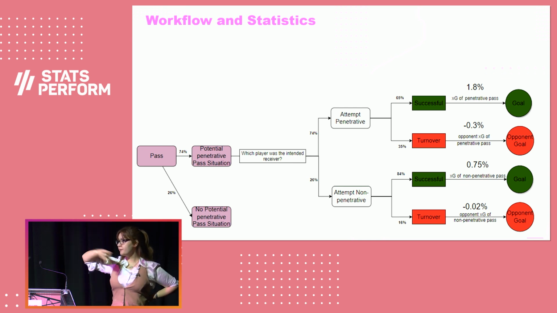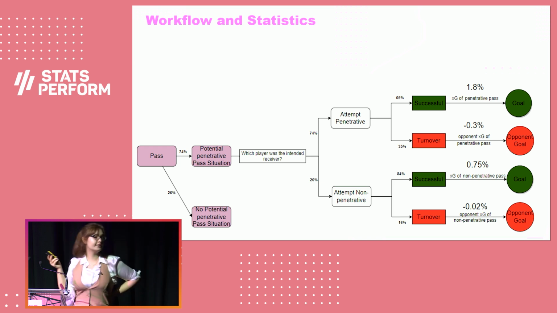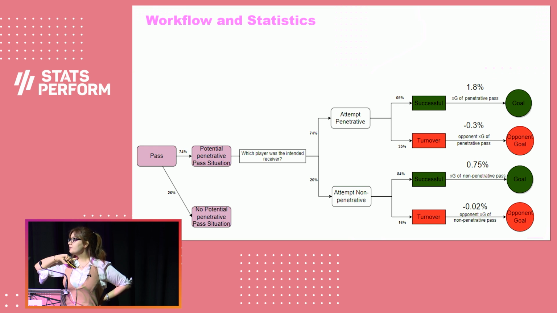And at the bottom, you can also see the non-penetrative attempt, of which 84% are mostly successful, but it's not going to create a lot of value, with only 0.75% of expected goal. And 60% will be turnover, and the expected goal of the opponent team will be 0.02%, which is quite low.